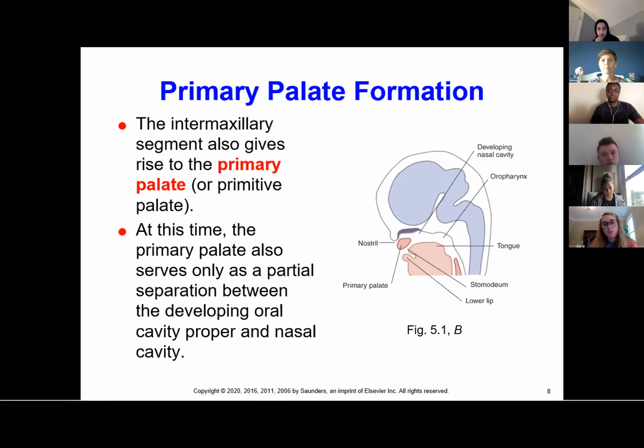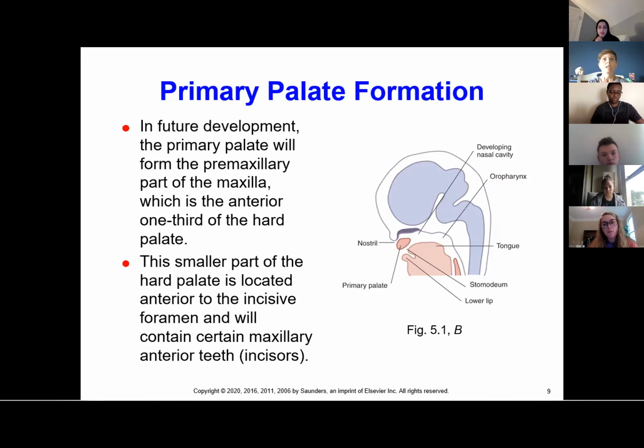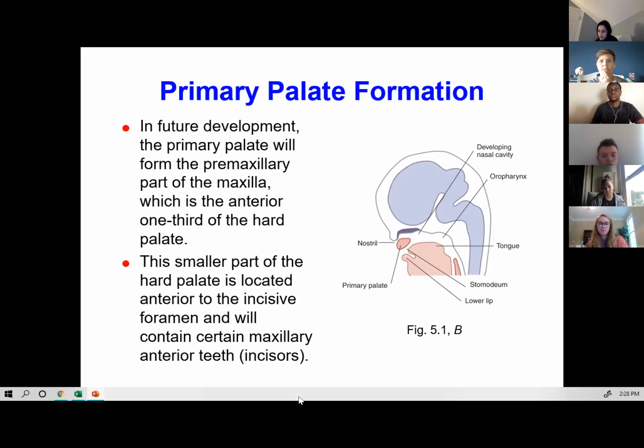In future development, the primary palate will form the pre-maxillary part of the maxilla, which is the anterior 1/3. So that pre-maxillary part that we just talked about will turn into that wedge. It's very hard for me to explain. Let me see if I have a picture of it on here real quick.